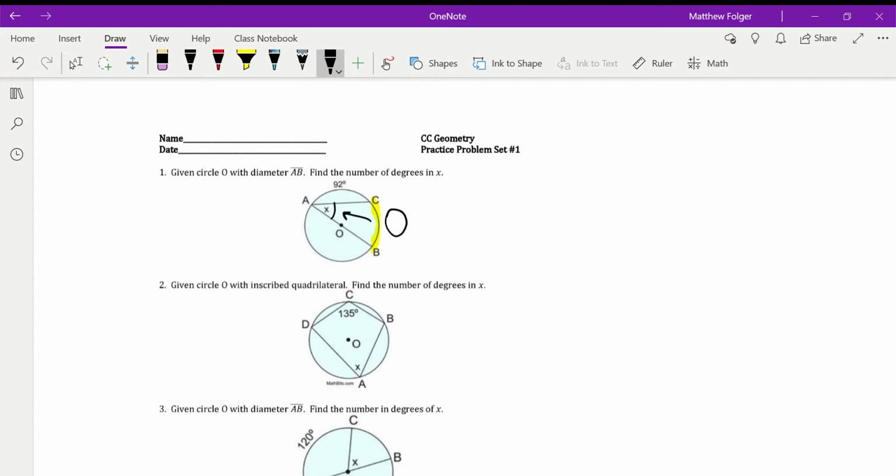To figure out what BC is, we need to remember, in a circle, half of the circle, all the way from A to B, is 180 degrees. So to find just BC, I will do 180 minus 92, which gives me 88 degrees. So BC is 88, meaning angle X, or angle A over here, is going to be 88 divided by 2, or 44 degrees. So there's the solution to number 1.